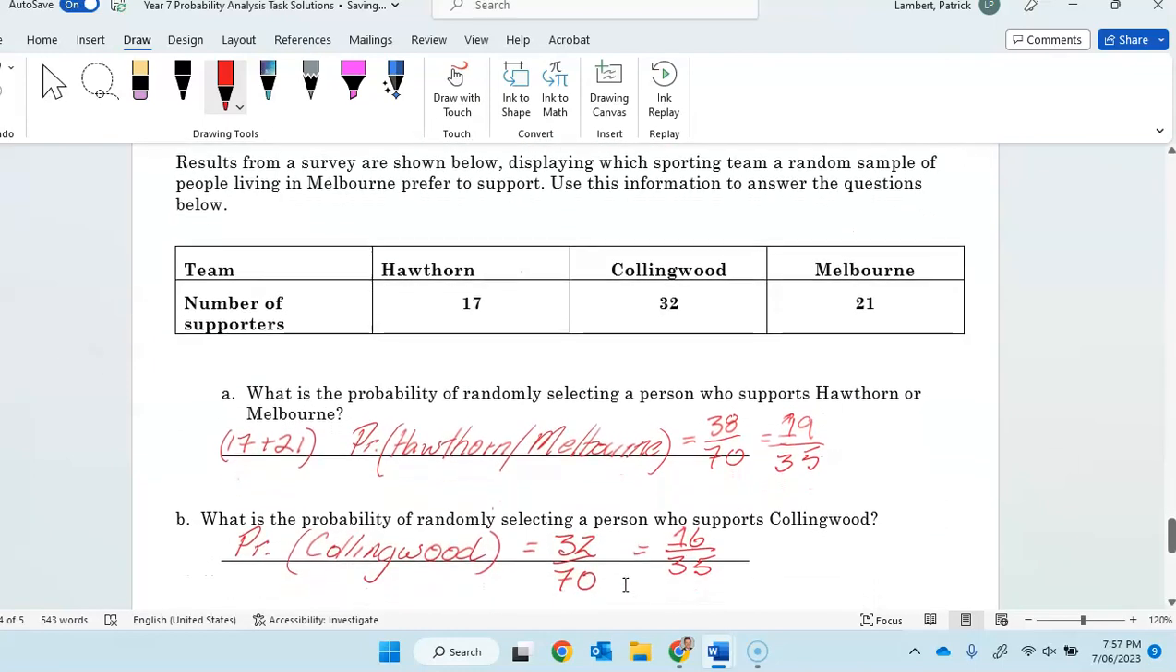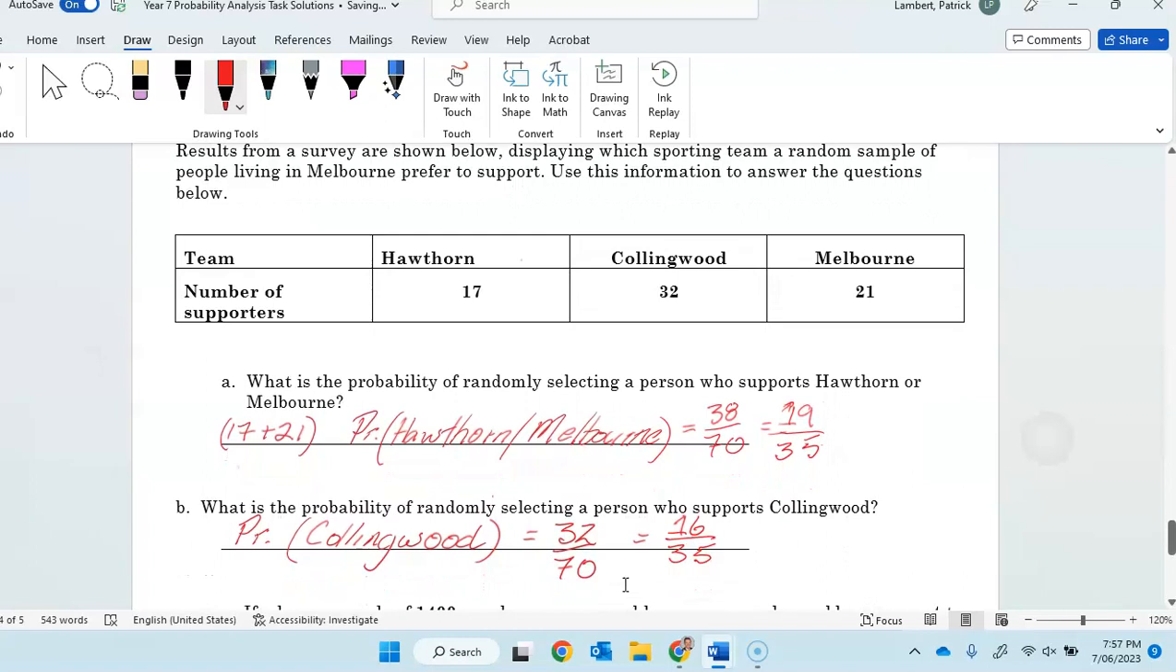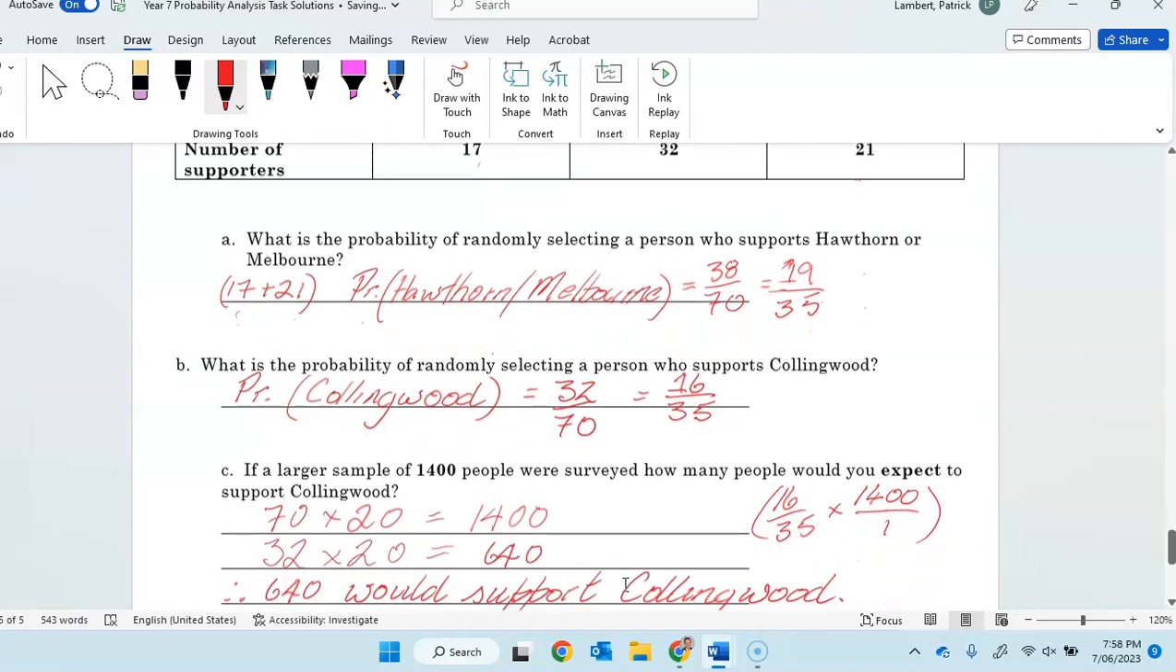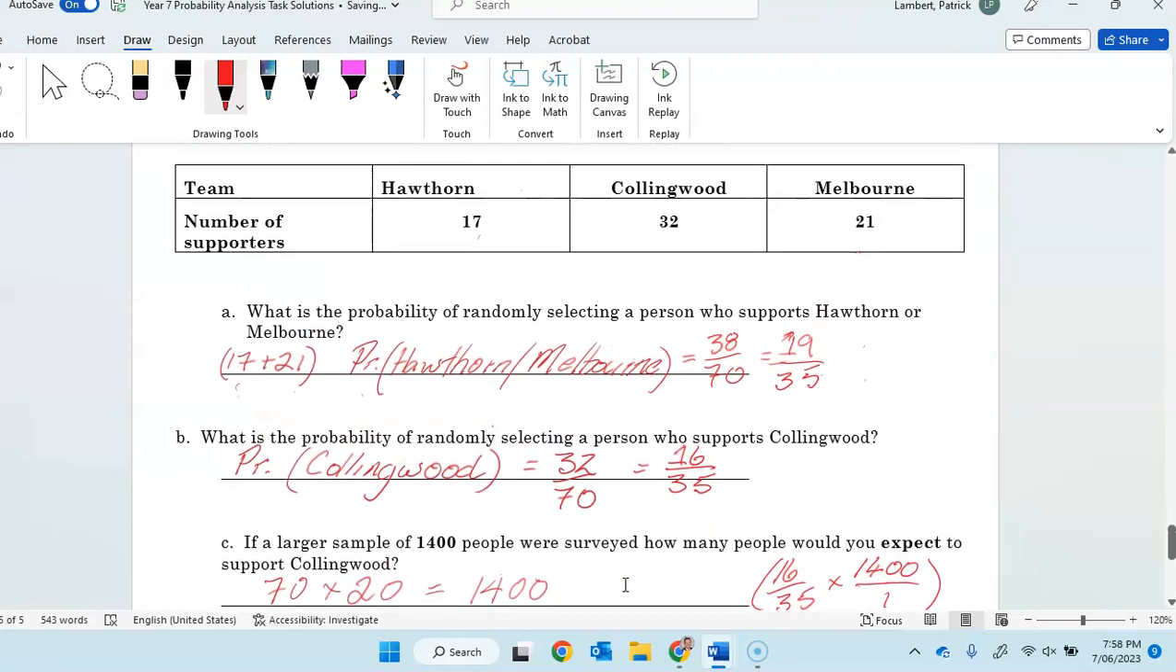Now here in Aussie Rules, there's a team, Hawthorn, Collingwood and Melbourne. These are people who support. Probability of selecting a person who supports Hawthorn or Melbourne. So Hawthorn and Melbourne, 17 plus 21. Probability, the event is Hawthorn or Melbourne. 38 in 70 reduces down to 19 in 35. To get the full marks, that's what you had to show.